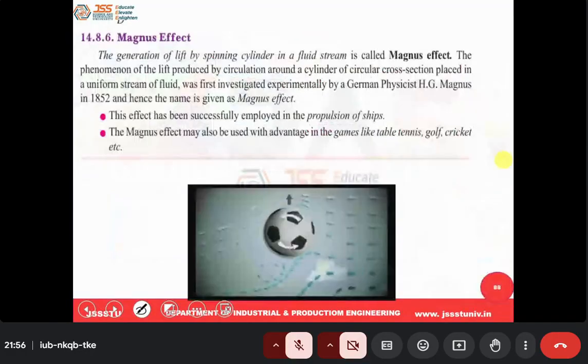Now, in aerodynamics, there is one more very important effect that takes place. That is known as the Magnus effect. Have you heard about this?